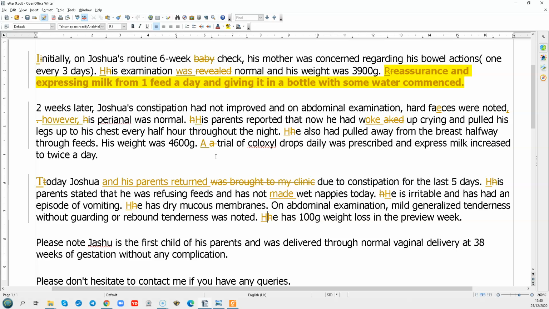So, the person says, refusing feeds when left today, irritable, and has had a bit of fighting, or has had, or had, I suppose. We don't really know when, but okay. He's dry mucous membranes, and tetanus was noted, was in the preview week. In the preview? What do you mean? In the previous week. Okay, please note that Joshua, I spelled that wrong. Okay, Joshua.